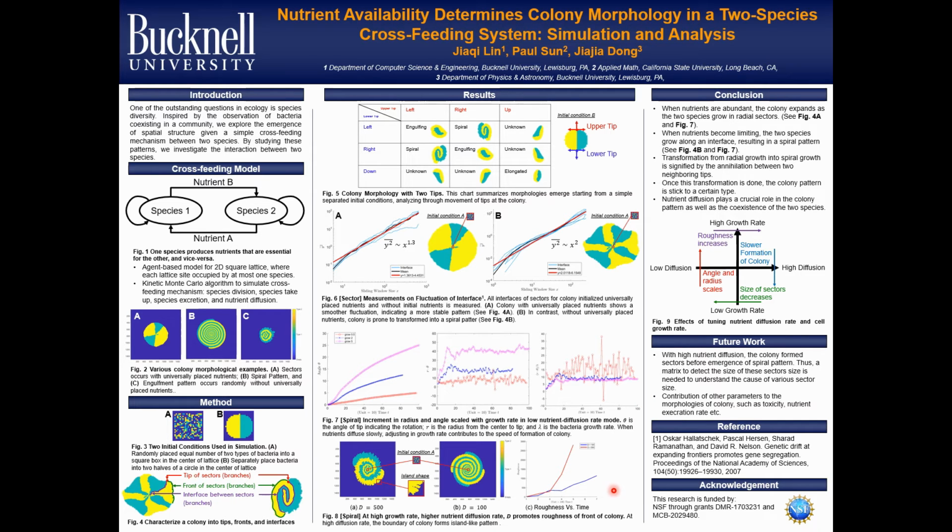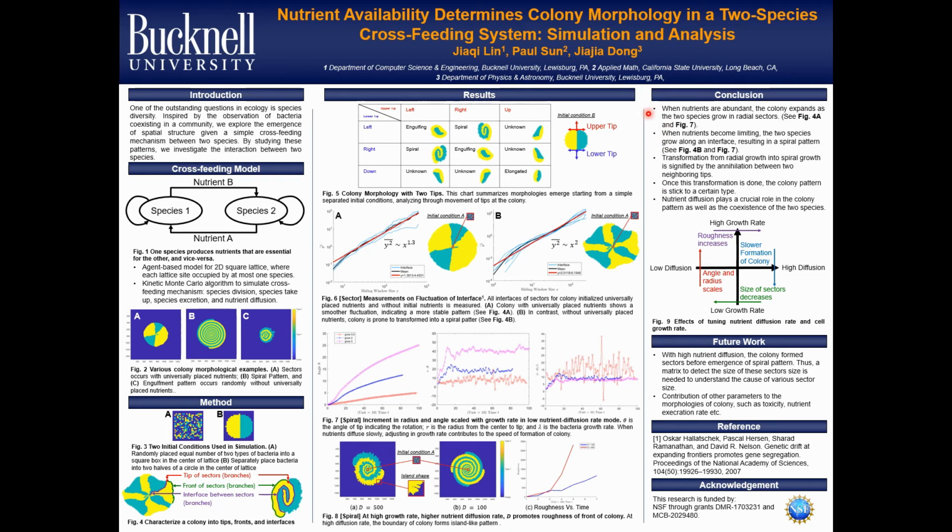Nonetheless, with high nutrient diffusion and a high growth rate, island-like shapes emerge at the front of the colony, as shown in Figure 8. These island-like shapes enhance the roughness of the colony. Here, compared to the colony with different nutrient diffusion, the higher nutrient diffusion results in a rougher boundary.